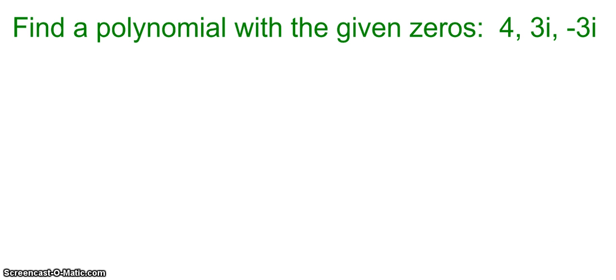Okay, so a lot of these examples I'm going to just have you work because you've done things like this before. So I want you to find a polynomial with the given zeros, 4, 3i, and negative 3i. Pause the video, find a polynomial. There are many correct answers. Find the simplest one, though, I'd recommend. And unpause when you're ready to check your work.